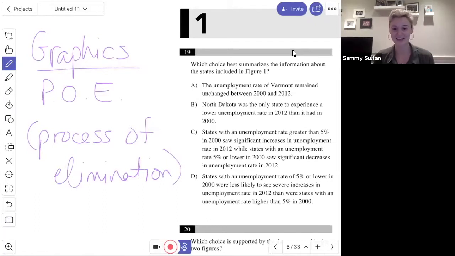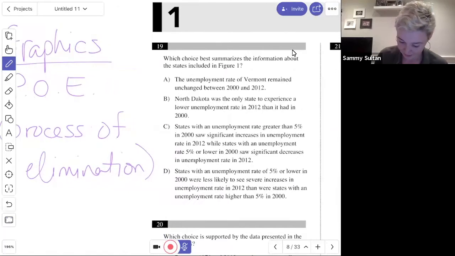It's what we would use on basically any given reading comprehension problem. So yes, it still applies, even and especially on graphics questions, where you need to be super critical of every word. The difference between the word most versus some versus half, those have numerical meanings and we need to be sure of them before we pick them. So let's look at number 19 here.